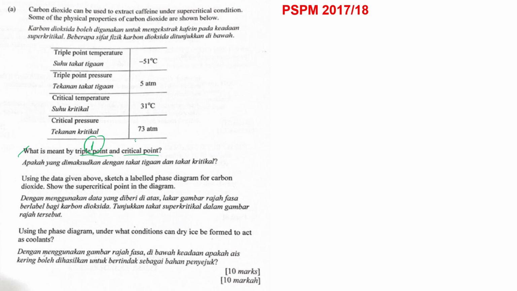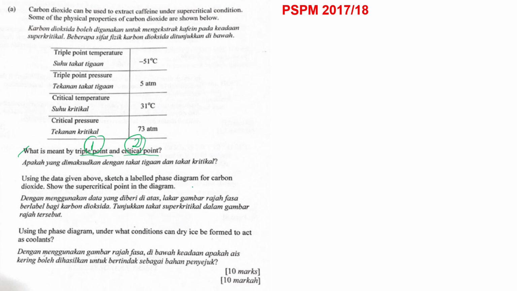The second mark is given for critical point. The critical point is the highest point on the liquid-gas line. The definition of critical point is the temperature and pressure at which the liquid and gas can no longer be distinguished. We cannot change between those two phases anymore. So that is the second mark.